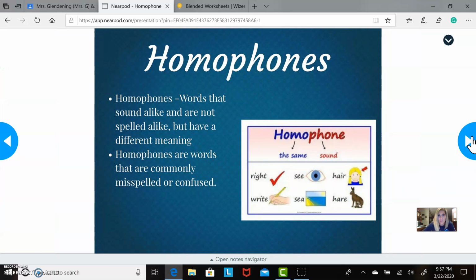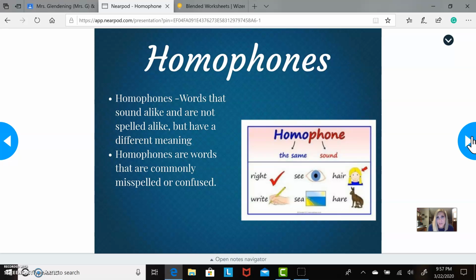All right, homophones. Homophones are words that sound alike, but they are not spelled alike, and they have different meanings. Homophones are words that are commonly misspelled and commonly confused. And that is very true.